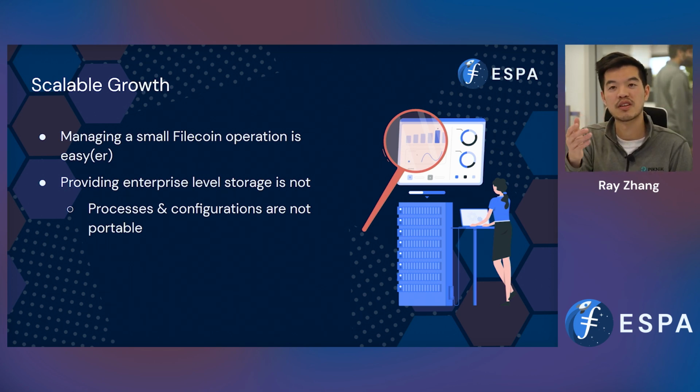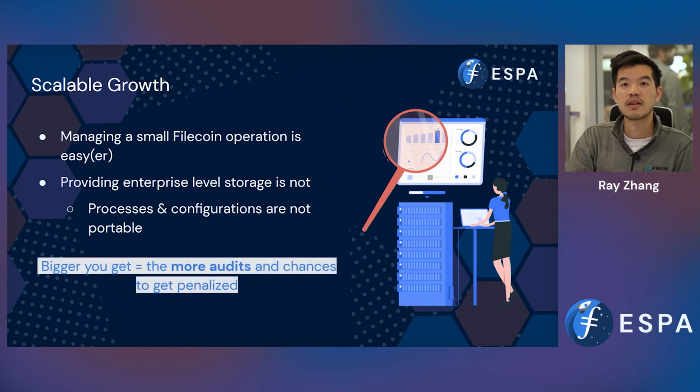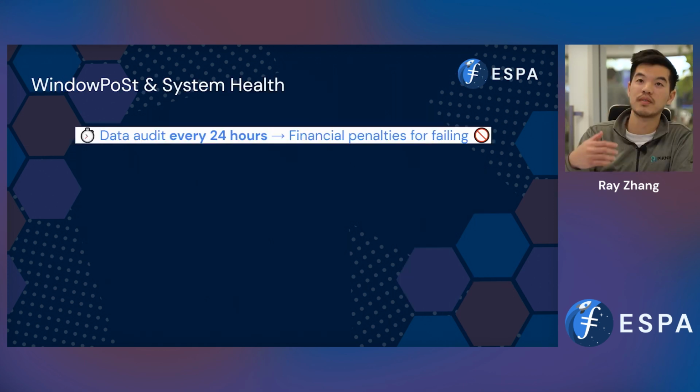And the result of that was that they lost all the block rewards that they'd earned through the penalties of failing the data audit. So as you get bigger, there are more audits and more chances of getting penalized, because if you fail them, then you're just going to get slashed.